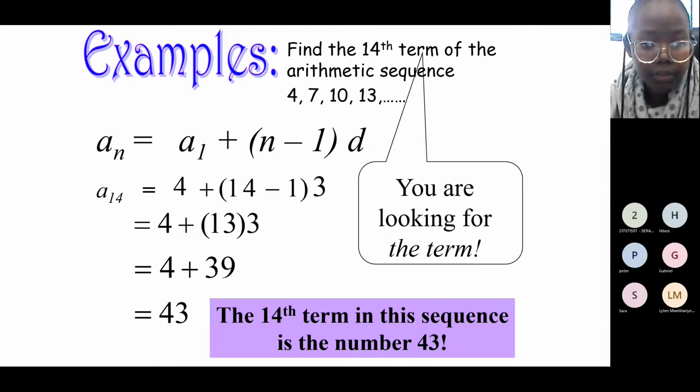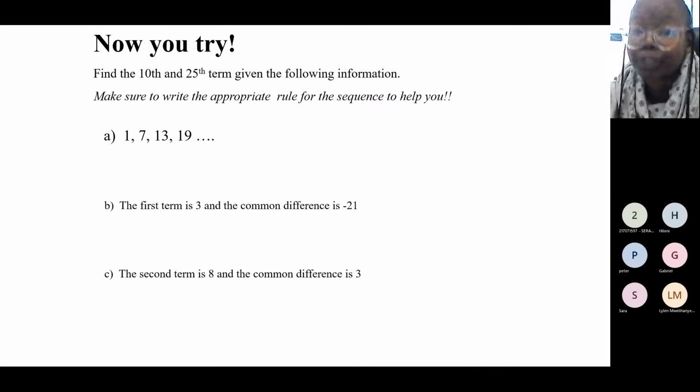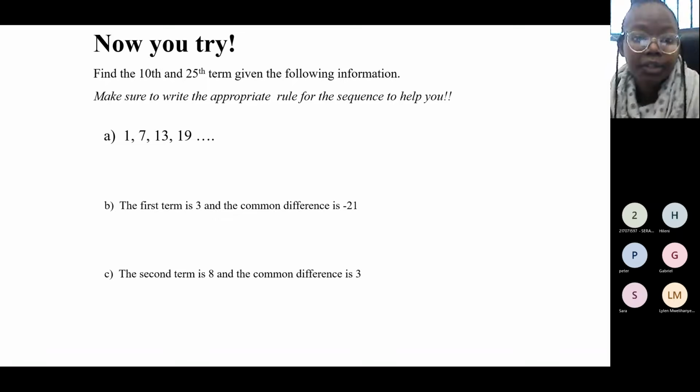Okay, moving on. So the 14th term in the sequence is the number 49, sorry, 43. Okay, this you can copy down and try, and then you can write the answers in the chat. 1, 7, 13, and 19.